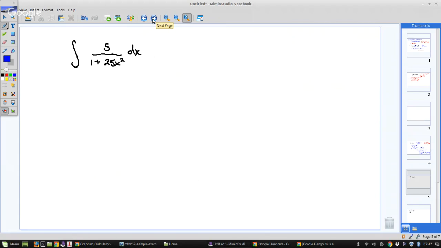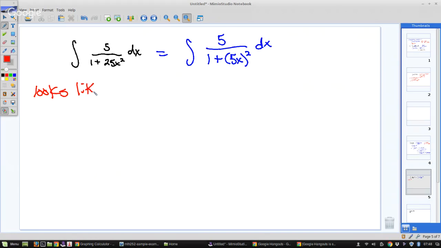So here I have a relatively complicated function. So generally, u is the inner function. So I'm just going to rewrite this first. I'm going to say this is the integral of 5 over 1 plus, I'm going to note that 25 is a perfect square, so I'm going to write this as 5x squared dx. And the reason I'm doing that is because this one right here to me looks like the derivative of the arctangent.